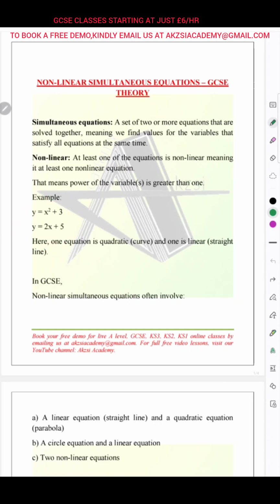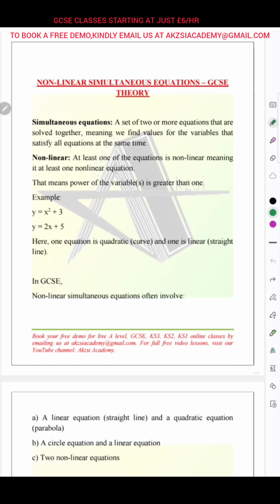So this one, you can clearly see, one is linear and another is non-linear. If both are linear, that's called linear simultaneous equations. But if one or both are non-linear, it's called non-linear simultaneous equations. Obviously, if it's a non-linear simultaneous equation, the graphical interpretation would be a curve.